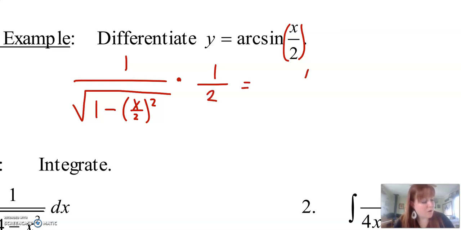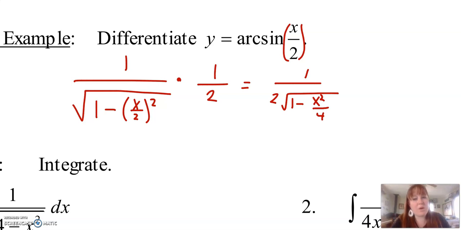So we end up with 1 over 2 times the square root of 1 minus x squared over 4. I'm just going to rewrite that, that's just x squared over 4, right? Because when I square x, I get x squared. When I square 2, I get 4. Okay, so the unfortunate thing is we don't often see them quite like this either. We see them even more simplified. So let's just keep simplifying until we can't simplify anymore.